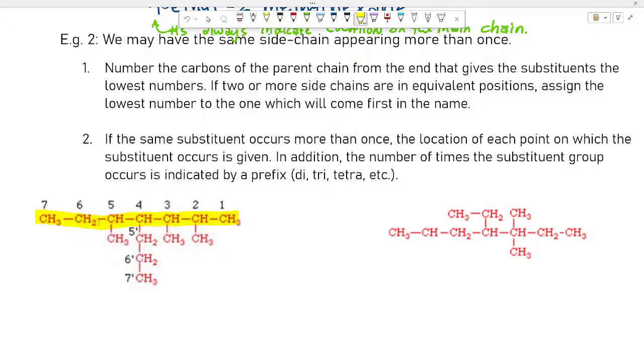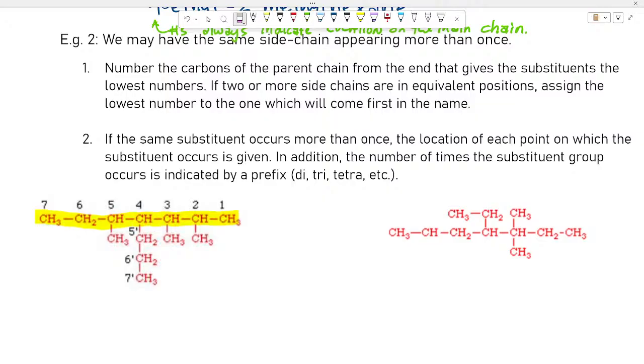Basically, you number it such that when you do your naming, you'll end up with the lowest numbers. Because I started numbering here, my branches are going to be on carbon 2, and on 3, and on 4, and on 5. If I numbered it the other way, my branches would be on 3, 4, 5, and 6. So the best name gives you the lowest numbers in your final answer. Does that make sense?